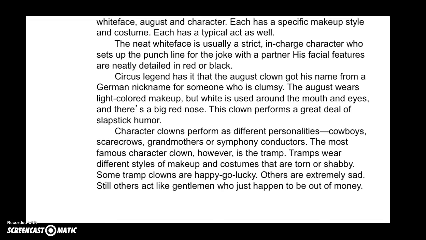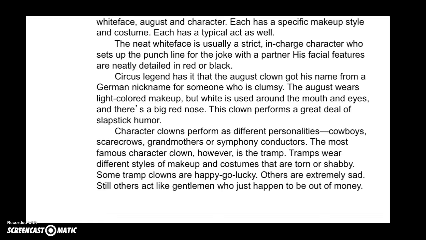Circus legend has it that the August clown got his name from a German nickname for anyone who is clumsy. The August wears light-colored makeup, but white is used around the mouth and eyes, and there's a big red nose. This clown performs a great deal of slapstick humor. Character clowns perform as different personalities: cowboys, scarecrows, grandmothers, or symphony conductors. The most famous character clown, however, is the tramp.